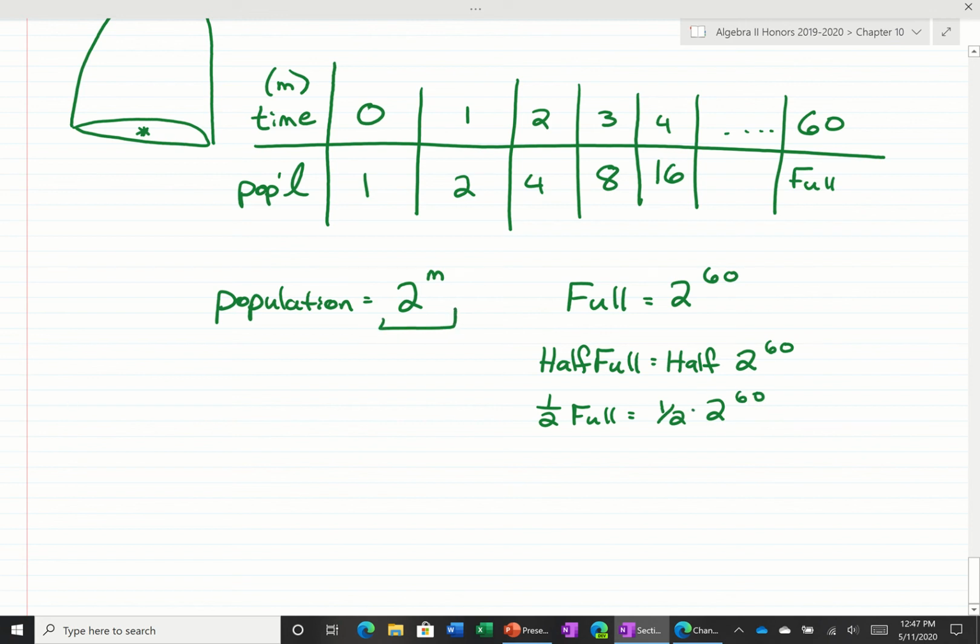So we could say, when is the population 2 to the m power, after how many minutes do you get 1/2 of 2 to the 60th? After how many minutes is the bottle half full?